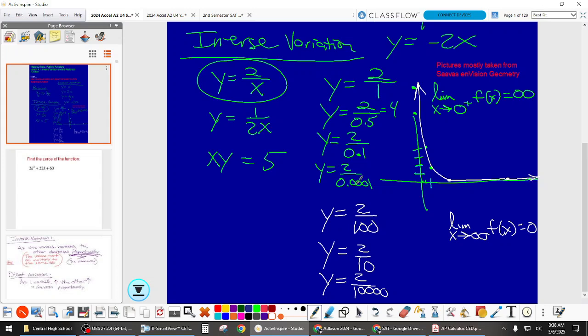Why? Because you just keep getting smaller and smaller. As soon as it gets to 0, the whole thing falls apart, right? It's like building a tower with cards, and you're just building and building, and then you put that one last card and the whole thing crashes. That's this. If I put 0 there, the whole thing falls apart and it's undefined. And that's why there will never be a graph on the y-axis, because we cannot divide by 0.